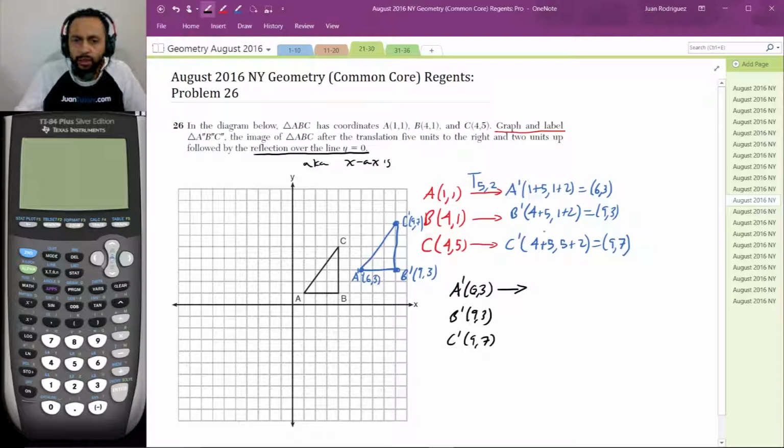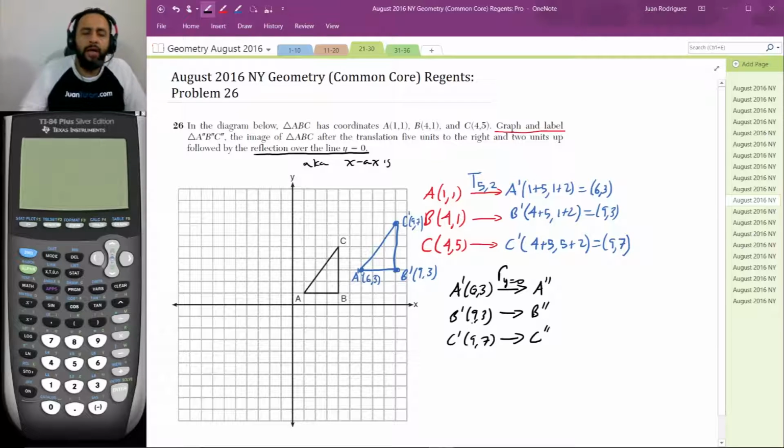So let's actually do the problem. So this is the reflection over y equals 0. It's going to be A double prime, B double prime, C double prime. Now, if you want to know how to reflect over the line y equals 0, then just look, you notice A prime is 3 spaces above the x-axis. So reflect it over the x-axis, you go 3 spaces below. B prime is 3 spaces above, so you go 3 spaces below. C prime is 7 spaces above, so you go 7 spaces below, and those are the vertices. You connect them and you're done.